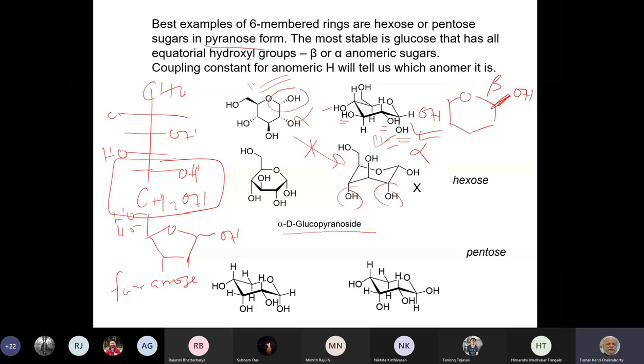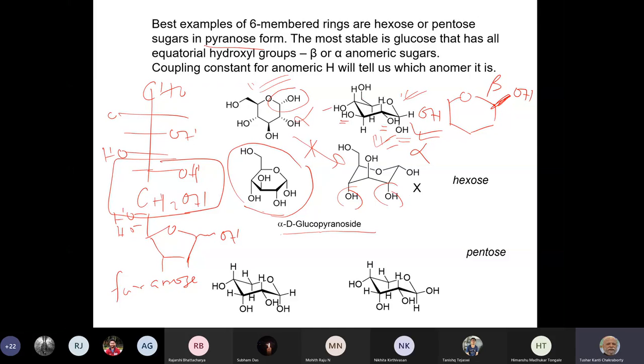Sometimes in the books you can also see it written like this. So this is another way of drawing a 6-membered ring. It's not exactly the chair form, but it gives a 3-dimensional picture.